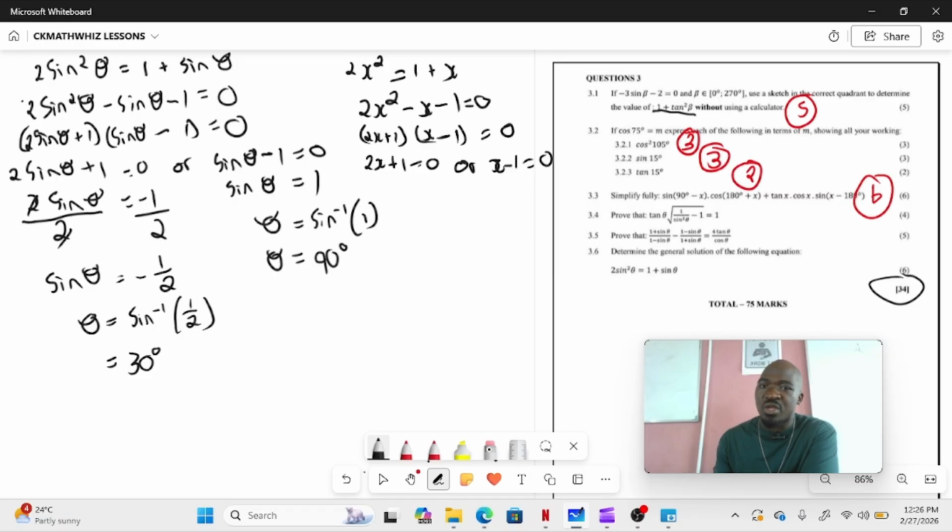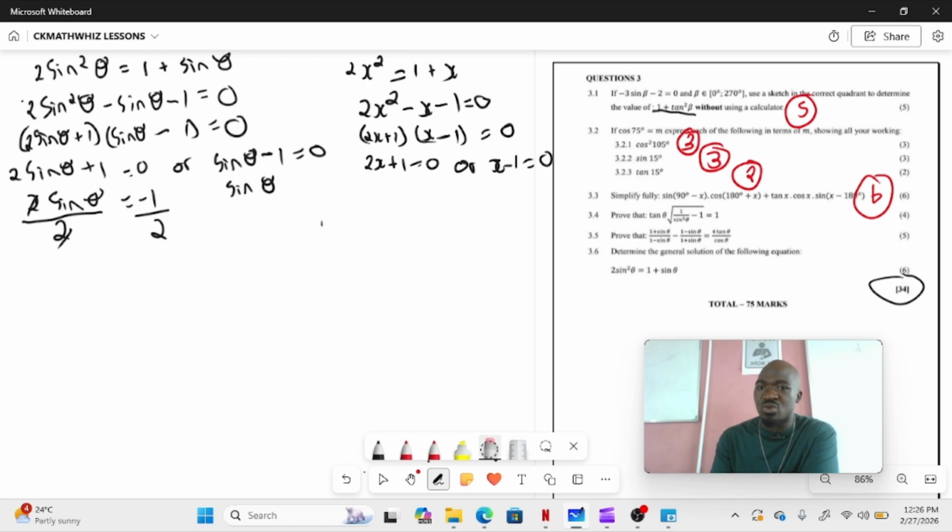Now look, what's the following step from here? We are now supposed to find the general solution of the two. The reference angles we have are 30 degrees and 90 degrees. So let's remove these parts here so that we can find that general solution. Okay, let's look at this. Remember, this one was sine theta equals negative 1 over 2. Then here it was sine theta equals 1.